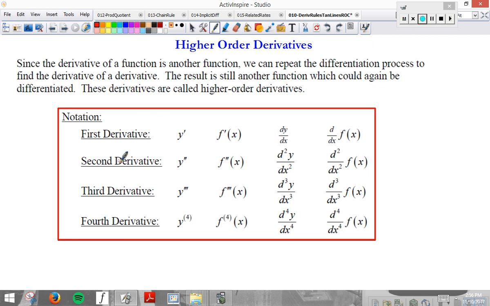So the second derivative, we're taking the derivative of the derivative. So these two notations make the most sense, I think, are the easiest to understand. It's sort of that we have y prime, and then we're going to take the derivative of that. So that's y double prime. Same thing with f double prime.